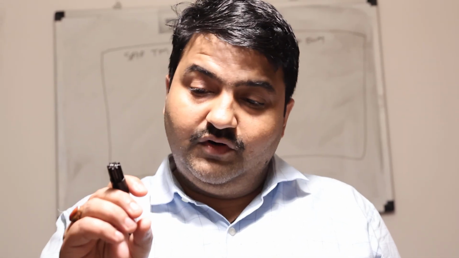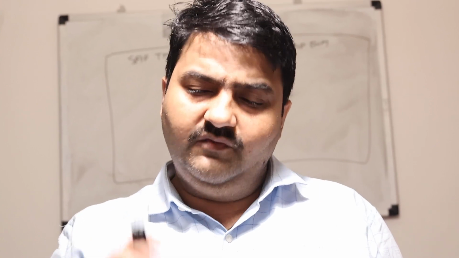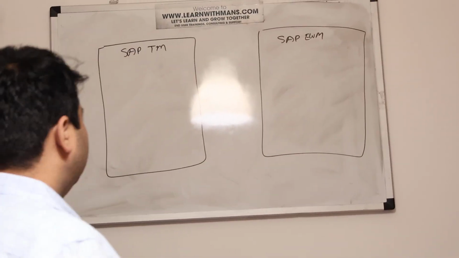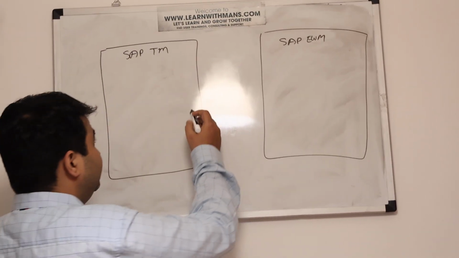Another example I will give you. Whenever we want to create a sales order or outbound delivery, immediately the system should create a freight unit. Whenever we want to create a purchase order and inbound delivery, immediately the system should create the freight units. But now my question is, how does the system communicate?